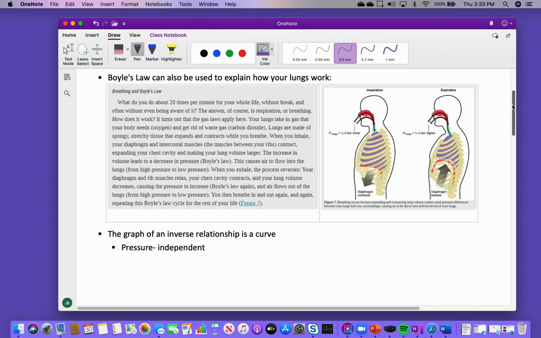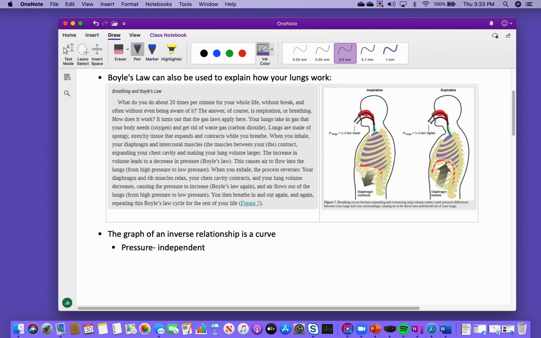So when you breathe in, when we look at this picture here on the left, the volume of your lungs increases. As the volume increases, the pressure decreases. This decreased pressure in the lungs, in other words, the pressure in the lungs is less than the external pressure, the pressure outside of the lungs. So therefore, air rushes in through your nose, through your trachea, into your lungs.